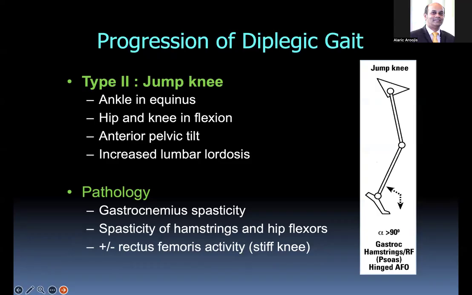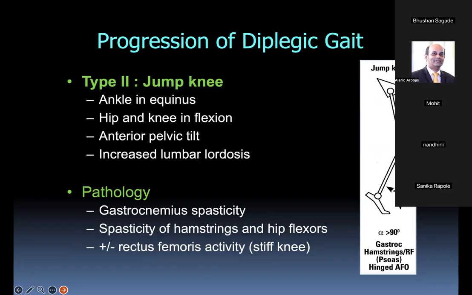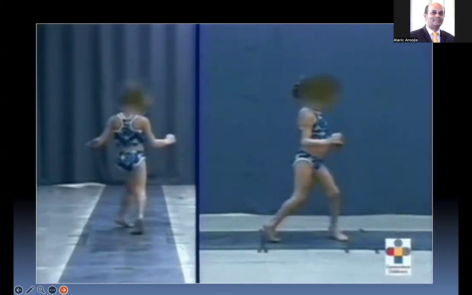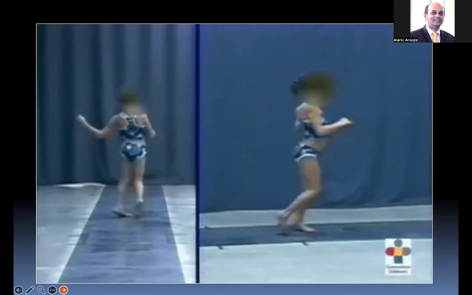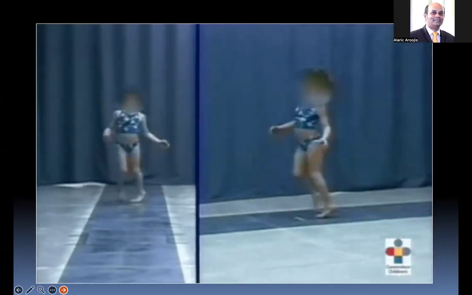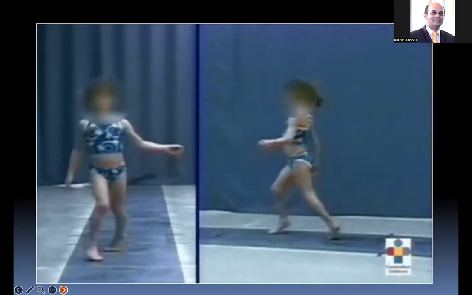Type 2 is more proximal involvement now. So in addition to the equinus, you also have a jump knee gait. And just like in hemiplegia, the hip and knee remain in flexion with the equinus, and you can have either anterior pelvic tilt with increased lumbar lordosis, or if the hamstrings are really tight, you can get a posterior pelvic tilt and loss of truncopelvic dissociation. So these are children who walk with a jump gait, and you can see they look like bouncing dolls because of the flexion at the hip and knee, and the equinus at the ankle. This is how they generally tend to walk.